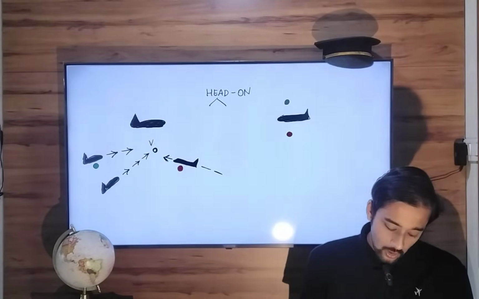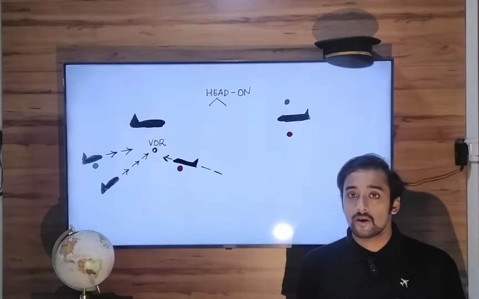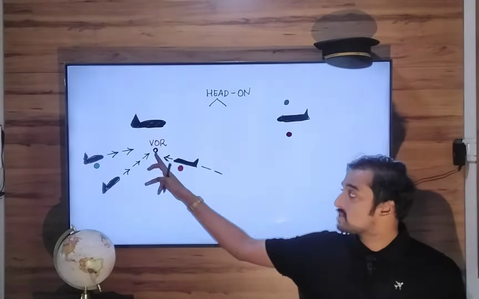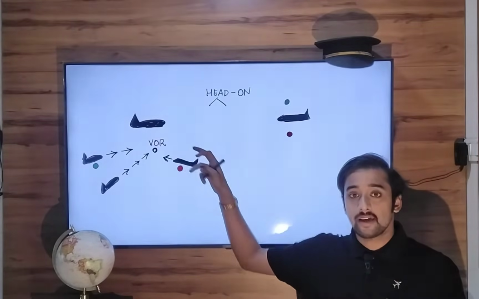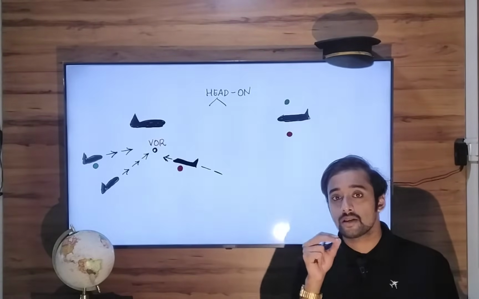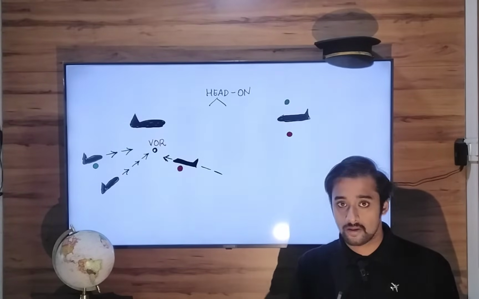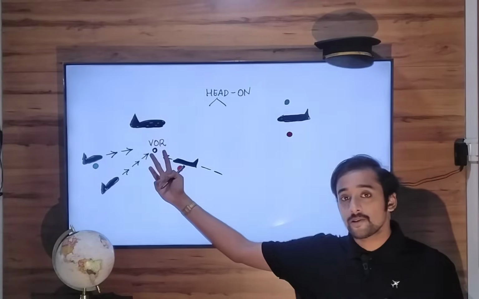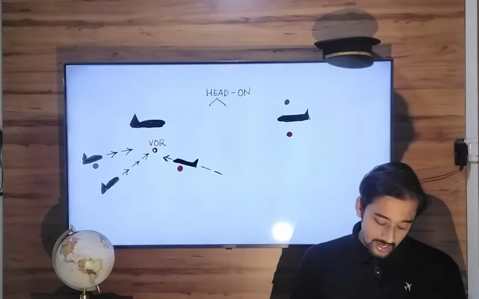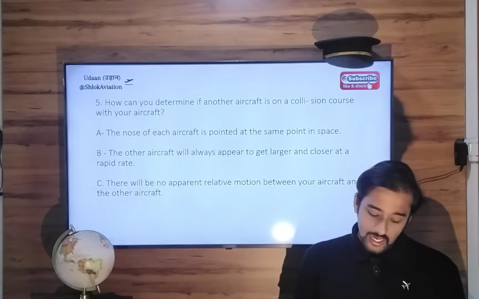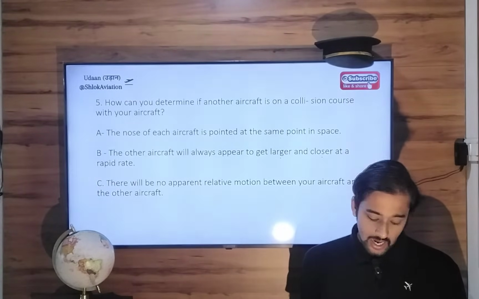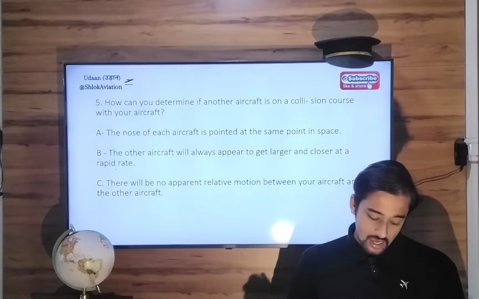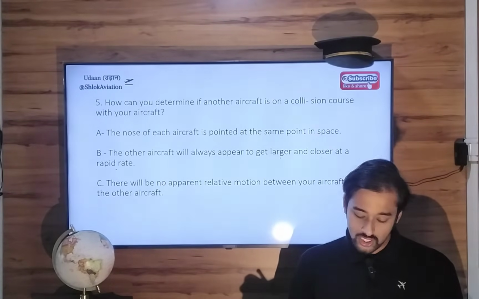Let's say this is a VOR station or VOR ground station. Okay, from every VOR ground station there will be radials emerging from it. And if there are two aircraft which are following two different radials of a VOR inbound, at the same altitude, at the same distance from the VOR, it is a possibility that both will converge towards the VOR at the same time. So you have to be careful at that time. Next, the other aircraft will always appear to get larger and closer at a rapid rate. There will be no apparent relative motion between your aircraft and the other aircraft.